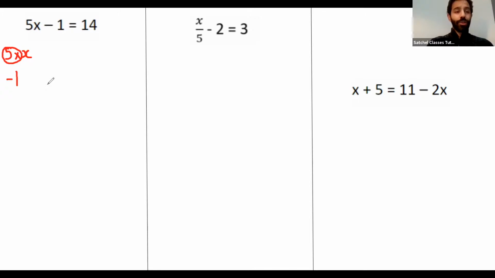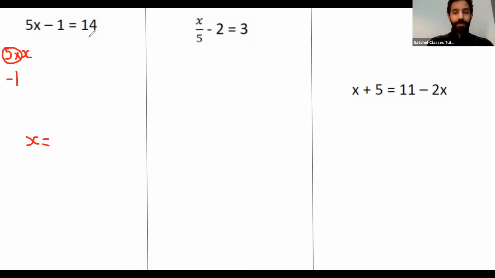Now, when you solve equations, you want to isolate x. So we want a situation where we just have x on its own and x is equal to a specific value for that equation. To undo these operations, or to get rid of this 5 and this minus 1, we have to do the inverse operation. The inverse operation just means the opposite operation. The opposite of multiplying by 5 is dividing by 5. And the opposite of taking away 1 would be to add 1.